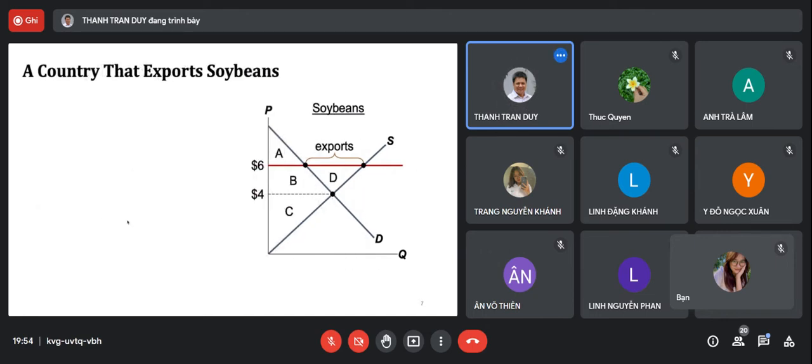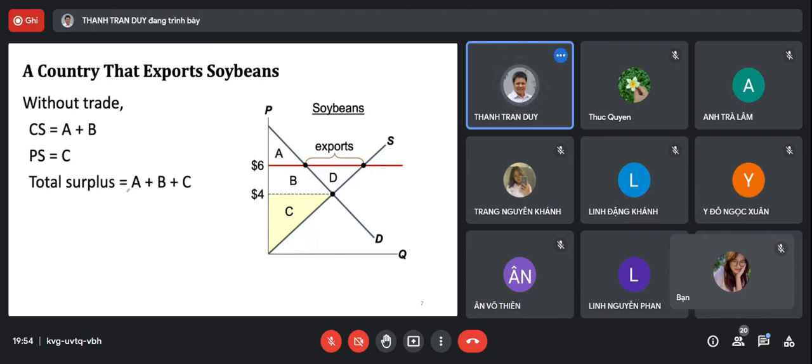Let's analyze. Now, without trade, I mean we close the economy, what is consumer surplus? Consumer surplus is A, B. Right. Producer surplus will be C. Right. And total surplus will be A, B, C.